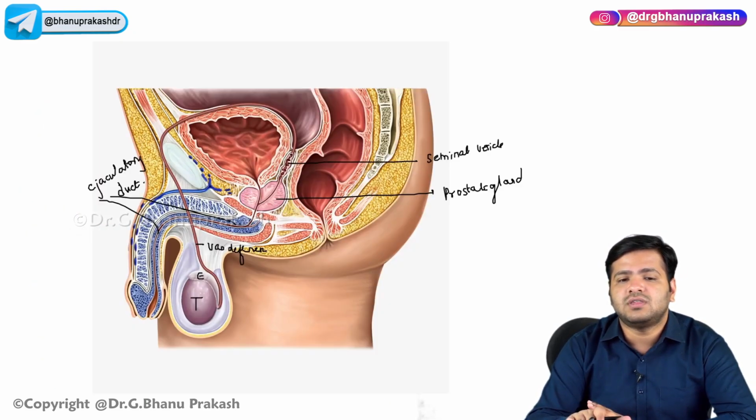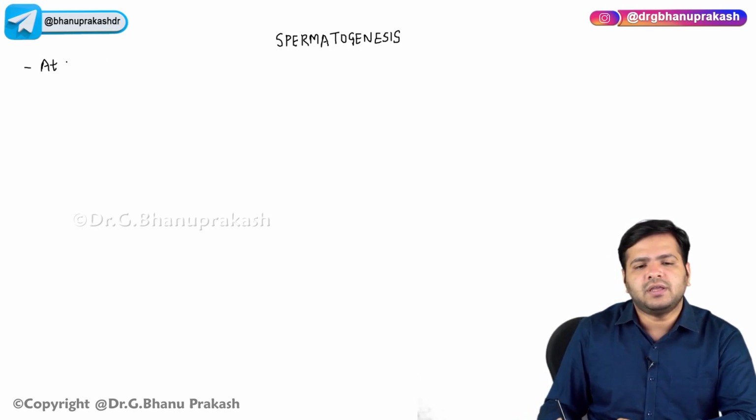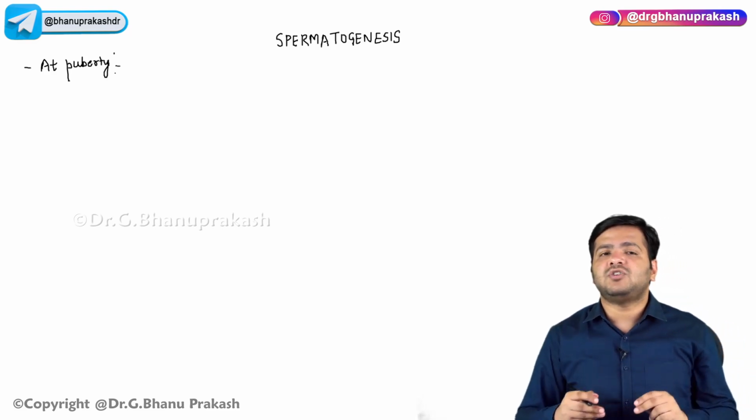So now let's talk about the spermatogenesis. Spermatogenesis basically takes place at puberty. It is the formation of mature spermatozoa.